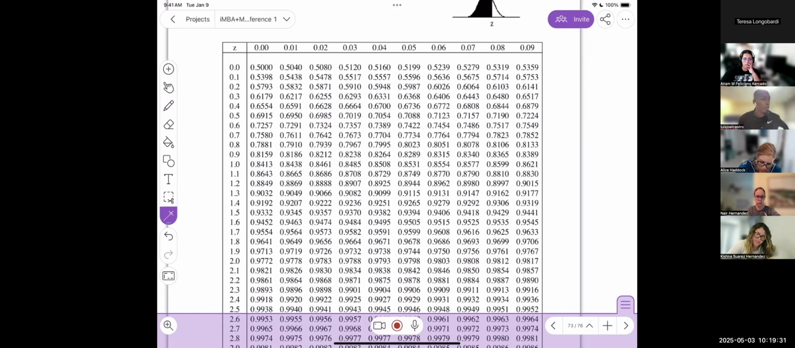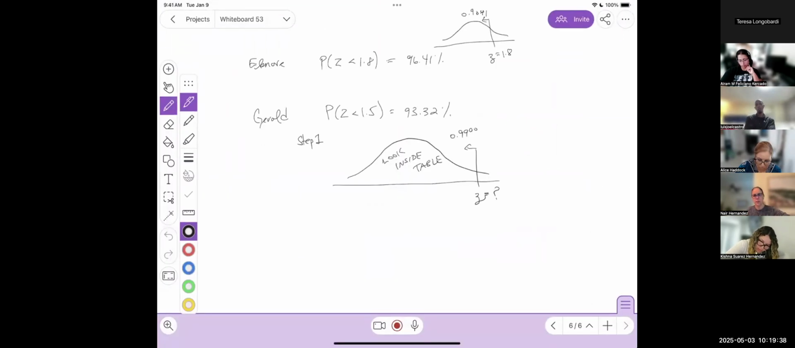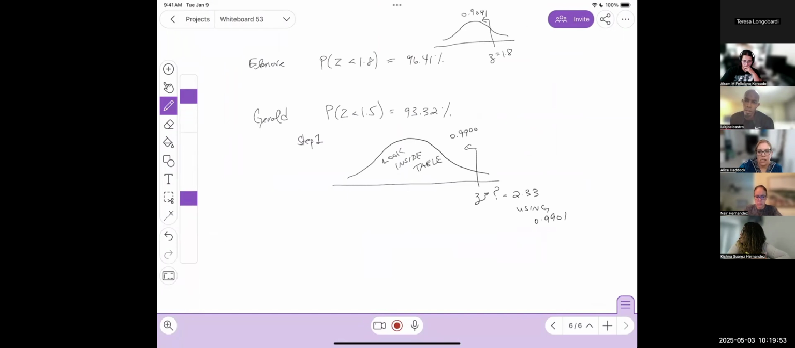What does 2.33 mean? It is the number of standard deviations you're away. So this is 2.33, using 0.9901. And that was the first step. So that's how far we know we are away. But now we have to translate from Z back to X.